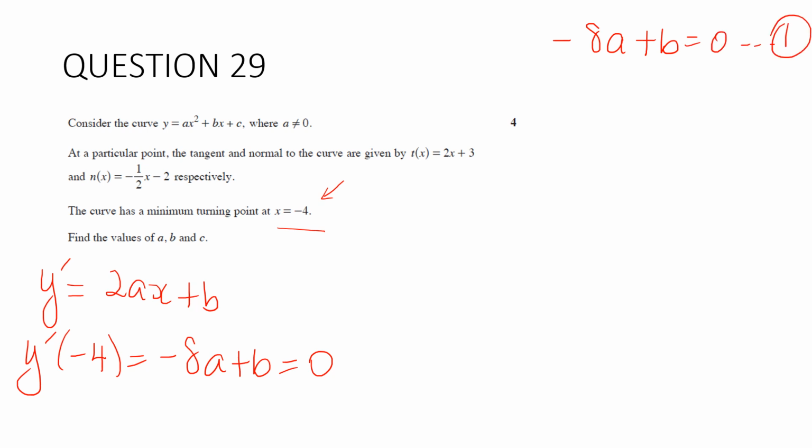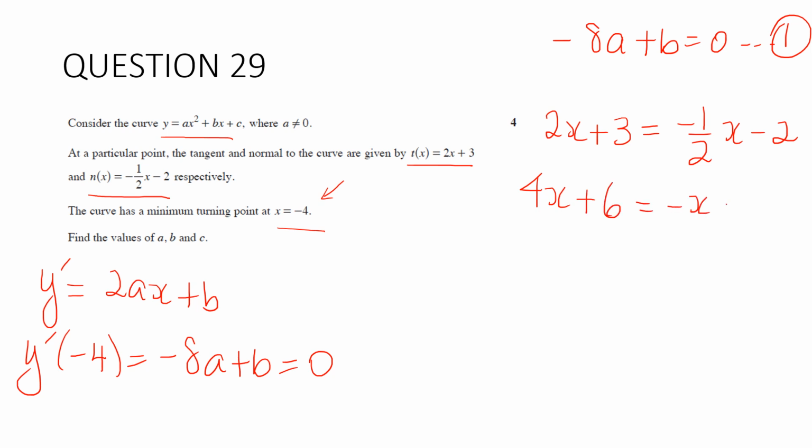All right. Secondly, if we've got a tangent and normal meeting at a point on the curve, then that point lies on the curve. So if we solve these two simultaneously, we're going to get a point that lies on here. So let's do that. We're going to have 2x plus 3 is equal to -1/2 x minus 2. Let's multiply everything by 2. So 4x plus 6 is equal to -x take 4. 5x is equal to -10. x is equal to -2. So these two meet at x is equal to -2.